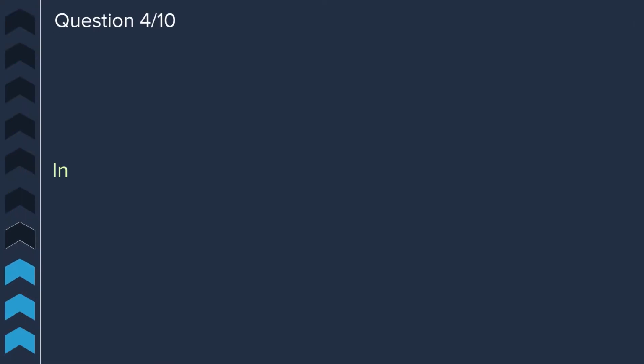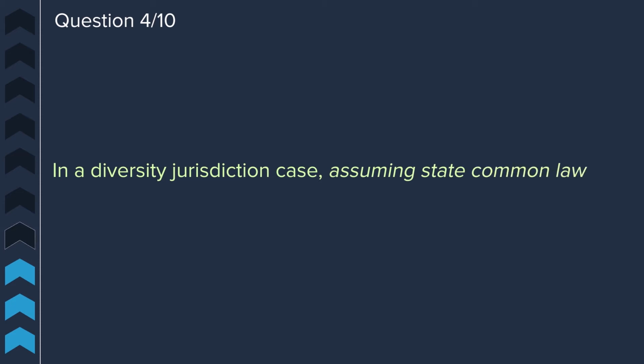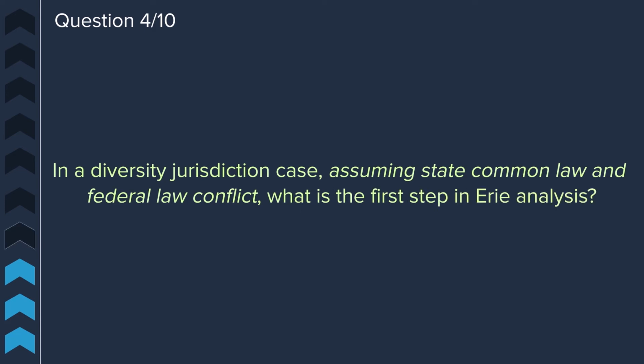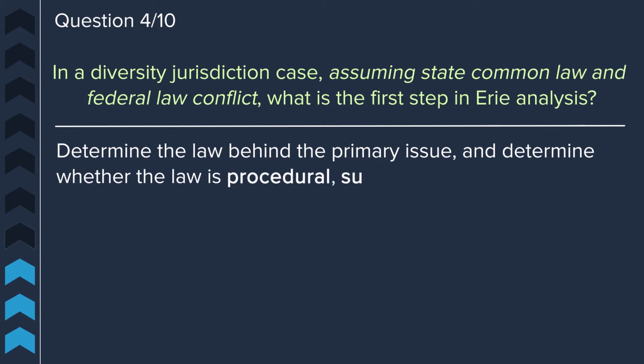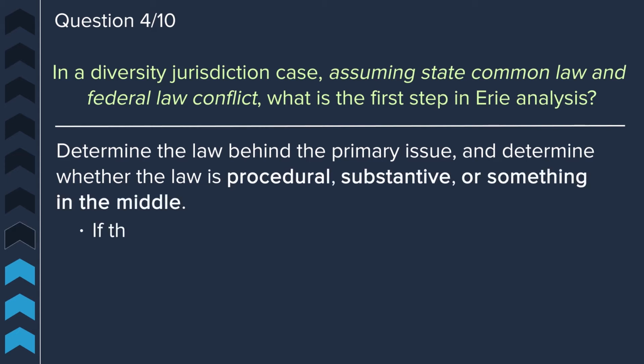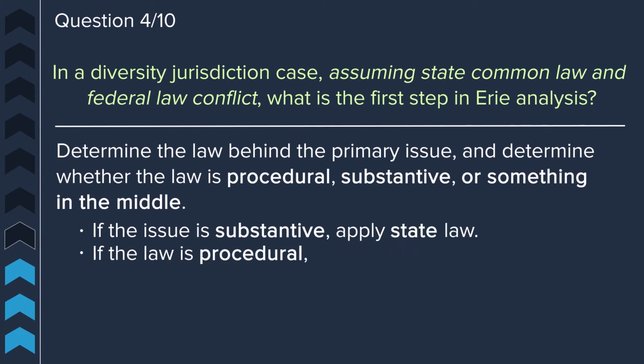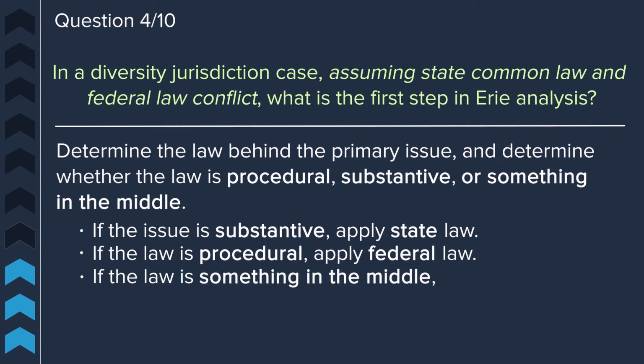Question 4. In diversity jurisdiction cases, assuming that state common law and federal law conflict, what is the first step in the Erie analysis? The first step is to determine the law behind the primary issue and determine whether that law is procedural, substantive, or something in the middle. So if the issue is substantive, apply state law. If the law is procedural, apply federal law. And if the law is something in the middle, then proceed to step 2, which is the next card.